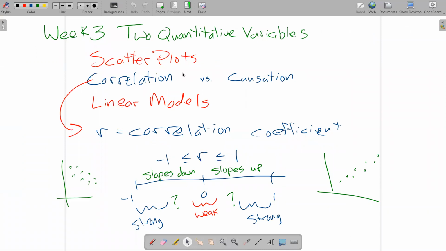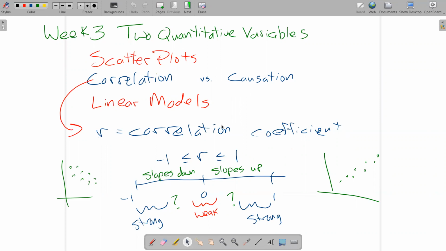So again, we're playing with two quantitative variables, scatter plots. With the scatter plots, the points, we're trying to see, do the points kind of line up? That's called correlation. If there is some correlation, then I'm going to find a linear model, y equals mx plus b. Now, I usually only look for correlation if I think there's a reason, a cause that one variable affects the other.